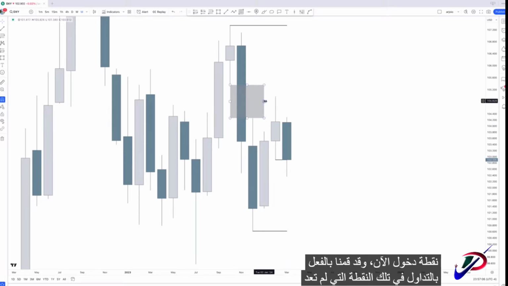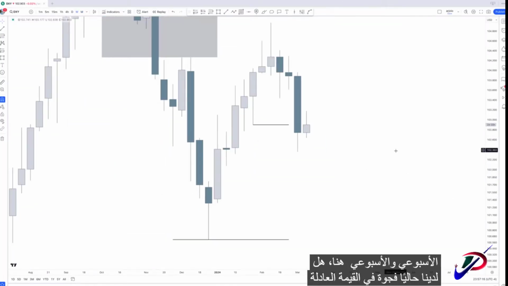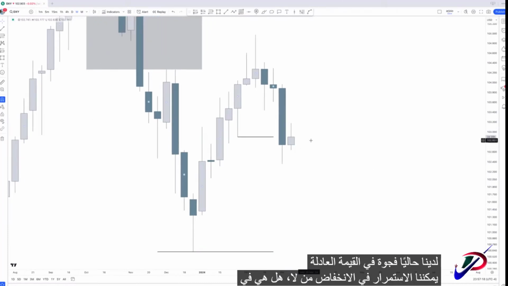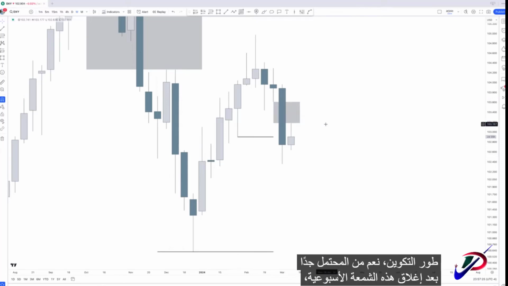We've already traded into that one. That one is not relevant anymore. So let's drop into the weekly. And on the weekly right here, do we currently have a fair value gap that we can continue lower from? No. Is it in the making? Yes, it is. So potentially, after this weekly candle closes right there, could be interesting next week.